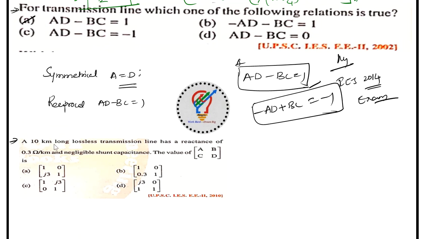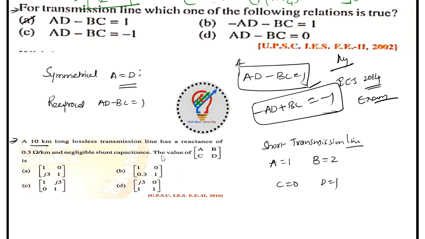A 10-kilometer long lossless transmission line has a reactance of 0.3 ohms per kilometer and negligible shunt capacitance. The value of ABCD is... so they are asking about the short transmission line. Why? Because the length is very small. So for the short transmission line, A is equal to 1, B is equal to Z, C is equal to 0, D is equal to 1.